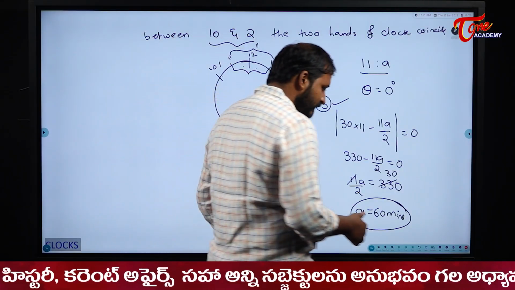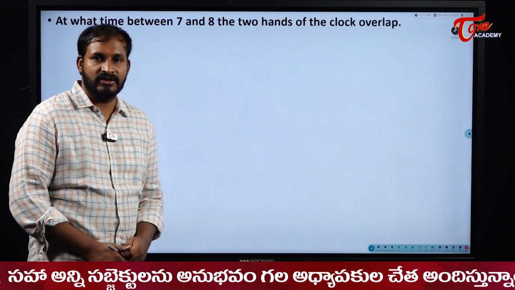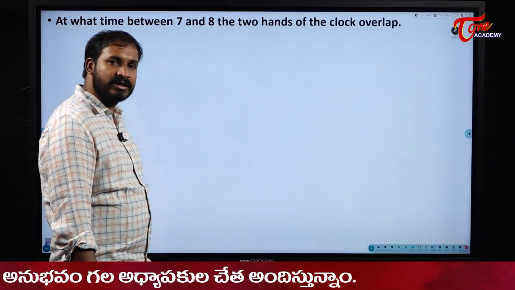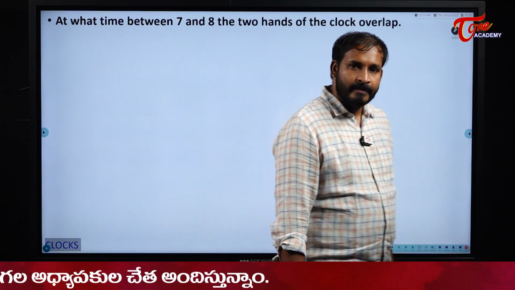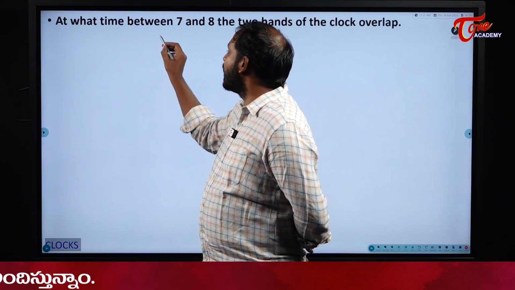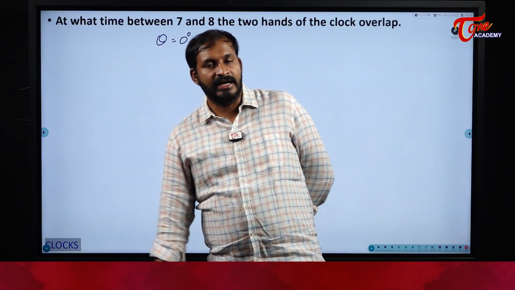Okay, right. Now, we will see some questions based on this overlapping case. See the first one. At what time between 7 and 8, two hands of the clock overlap? Just now I told you. When they overlap, what will be the angle between them? Theta is equal to 0 degrees.